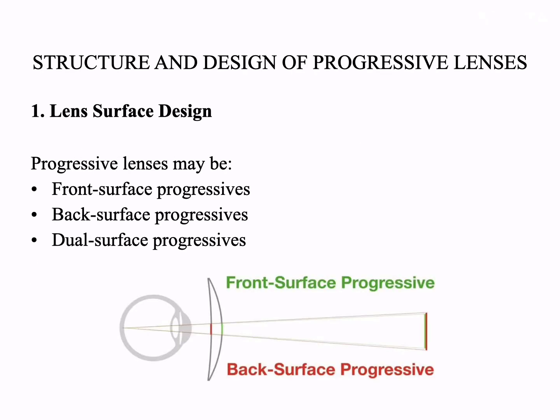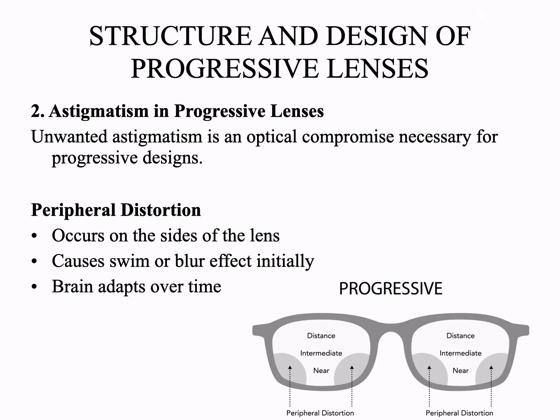Structure and design of progressive lenses. Lens surface design: progressive lenses can be made as front surface progressives, back surface progressives, or dual surface progressives. As you can see in the diagram, the green portion is the front surface of the progressive, the red area is the back surface progressive, and the light is refracting from one surface and going towards the retina by refracting from both surfaces of the lens.